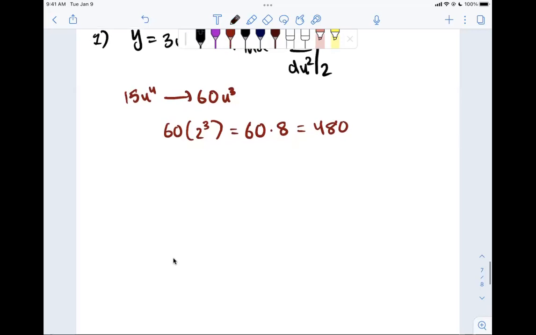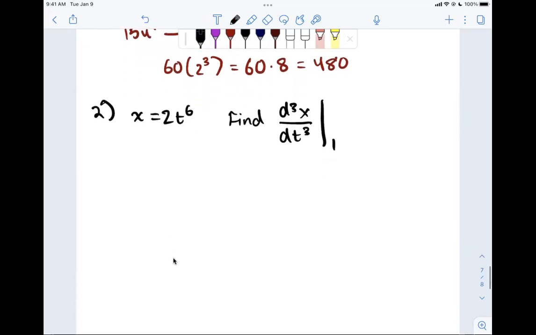All right, example 2 is going to be similar again. So we're going to let x equal 2t to the 6th. And we need to find the third derivative, d cubed x over dt cubed, evaluated at 1. So feel free to give that a try.